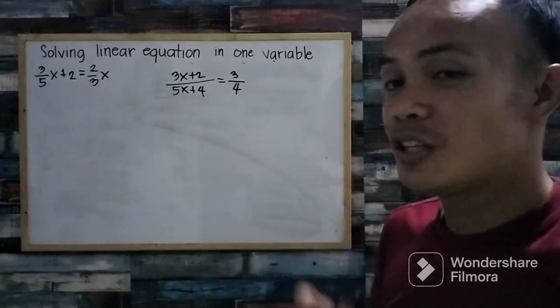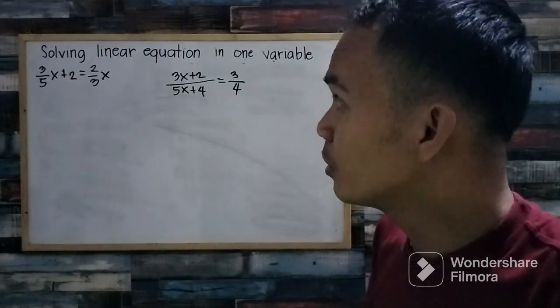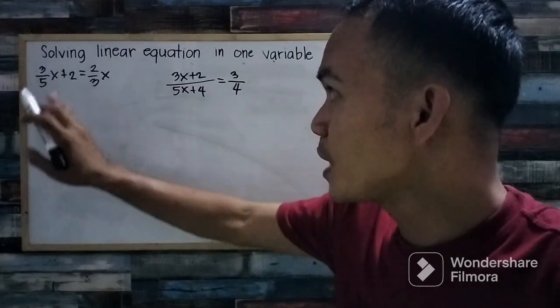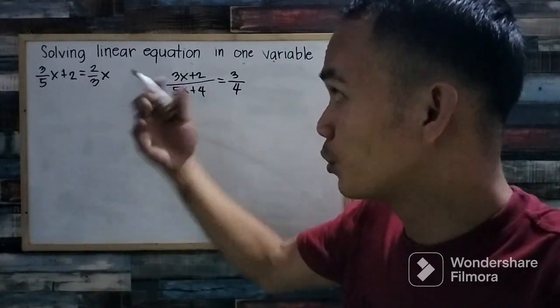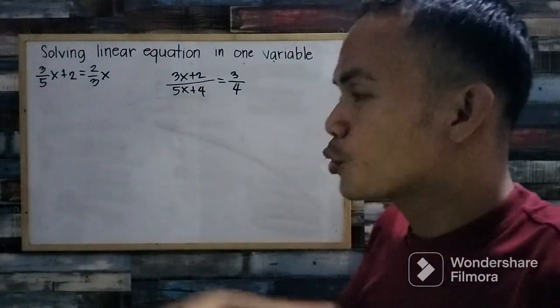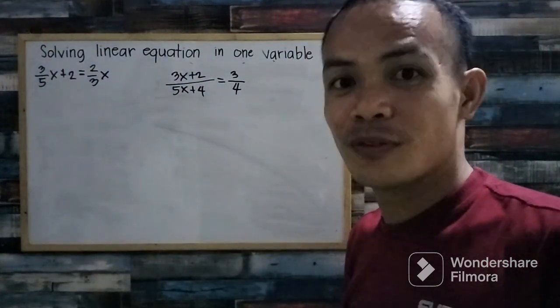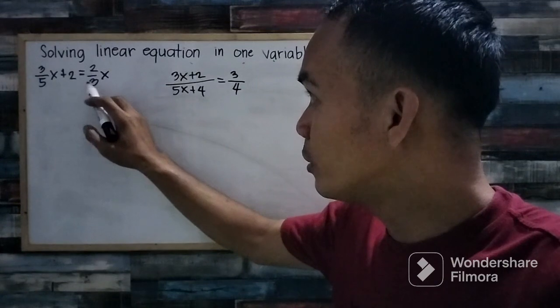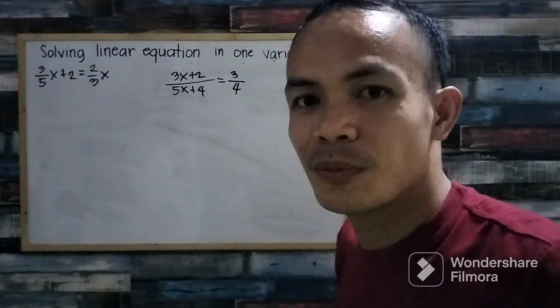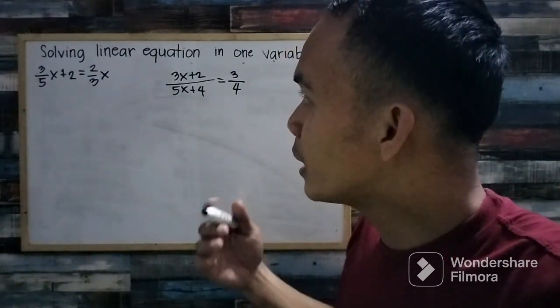Alright, let's proceed to the fourth example. We have here 3/5 x plus 2 is equal to 2/3 x, right? So kung makikita mo dito, meron tayong fractions involved. Okay? So yung mga coefficient natin dito are in fraction form, right? So ano ba yung gagawin natin dito?